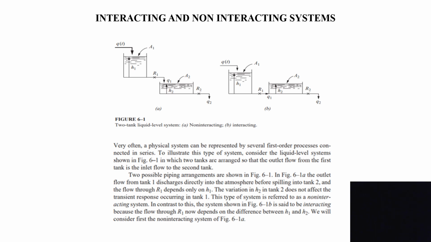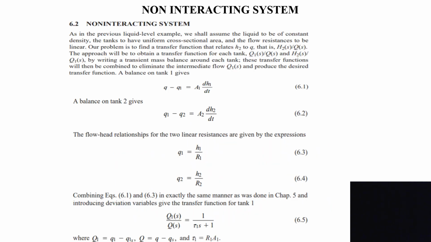Okay, so coming to this, let us explore the mathematical model of the interacting and non-interacting systems. First, let us take a non-interacting system. We are going to assume there are two tanks. The level in the first tank will be H1, and the level in the second tank will be H2. The inflow rate, the input, is represented as Qi, the output of the first tank is Q1, and the output of the second tank is Q2. The overall input is Qi and the overall output is Q2, right?